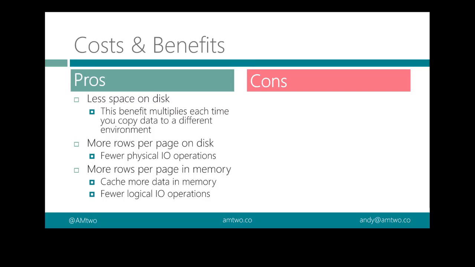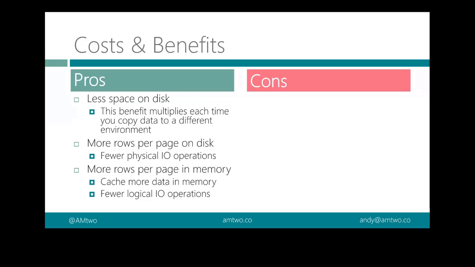More rows per page in memory, because it's compressed on disk and in memory, means that you can cache more data in memory. If you have a 256 gig database and you compress it and it's half the size, 128 gigs, you can spend less money on memory for your server, or you can maybe have the entire database in memory on your server, and also fewer logical IOs.